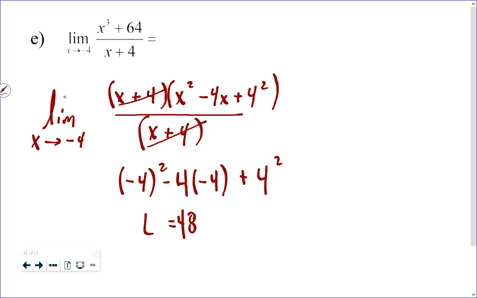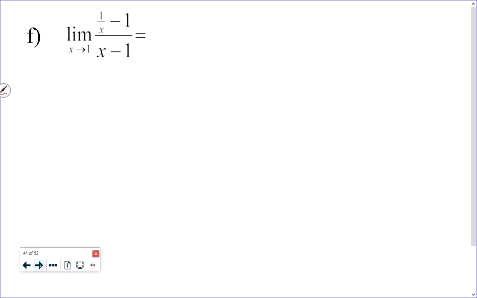Let's keep going. If we take a look at f, if I were to put 1 into this expression, I would have 1 over 1 minus 1 on the top, and on the bottom, I would have 1 minus 1. That leads me to 0 over 0, which means I have to work on eliminating the x minus 1 on the bottom.